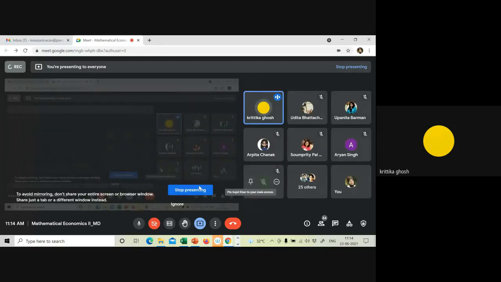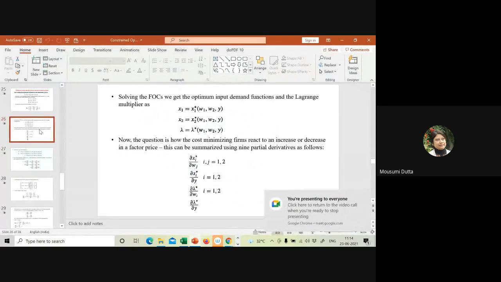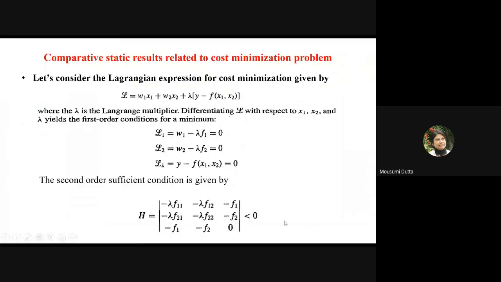Envelope curves. Okay, no problem. Is it visible? Next, we discuss several comparative static analyses.